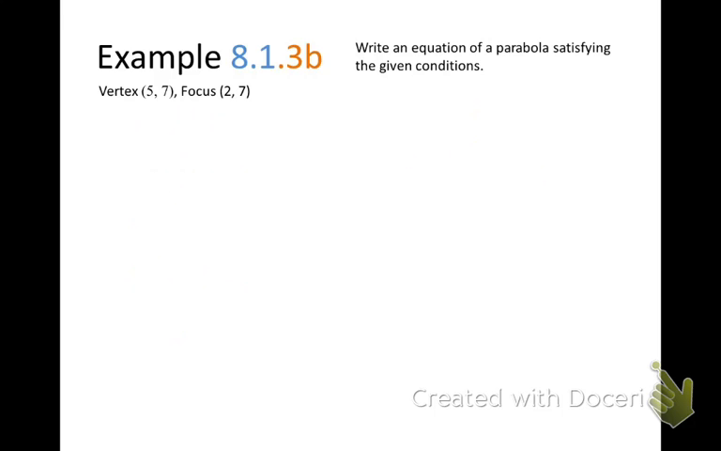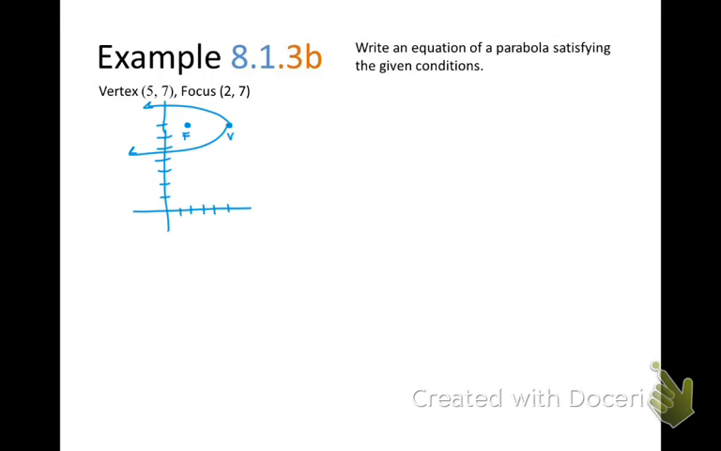So this one I give you slightly different information. This time I'm giving you the vertex and the focus. So again, kind of plot it so you can see what's happening. I've got my vertex out at 5, 7, and my focus is in at 2, 7. If this is my focus and this is my vertex, which way does the graph have to open? Yep, it has to open this way so that that focus is in the cup, right?